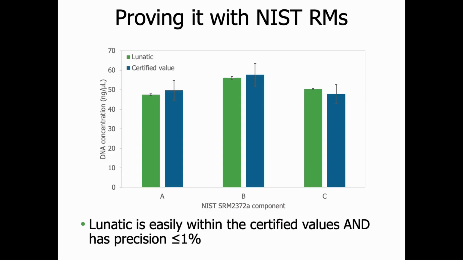NIST also has SRM 2372A, a human DNA quantitation standard mainly for qPCR. It consists of 3 components, each of which has a certified mass concentration and a 95% confidence interval. As you can see, Lunatic's measured concentrations were within the confidence interval and had CVs of 1% or less. Component A is from a single male donor, B is from a single female donor, and C is a 3-to-1 gravimetric mixture of male and female donor.